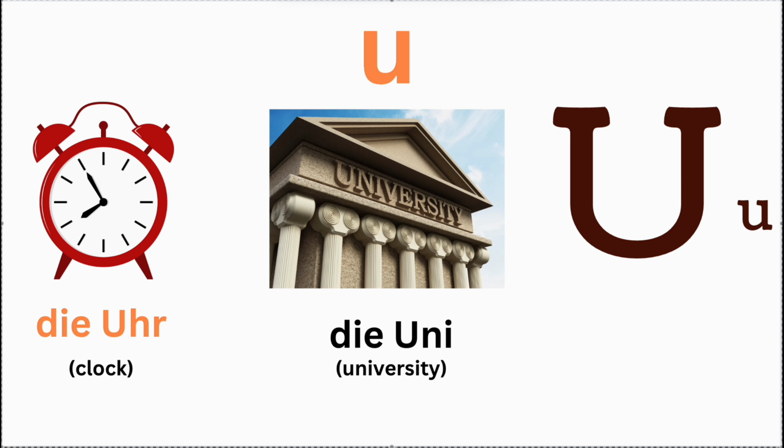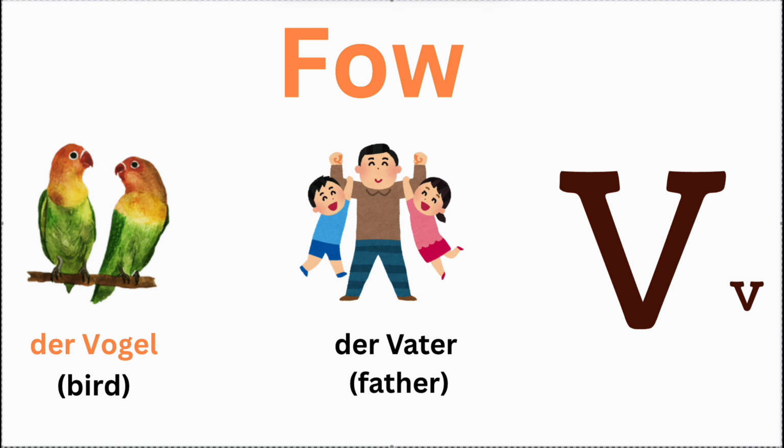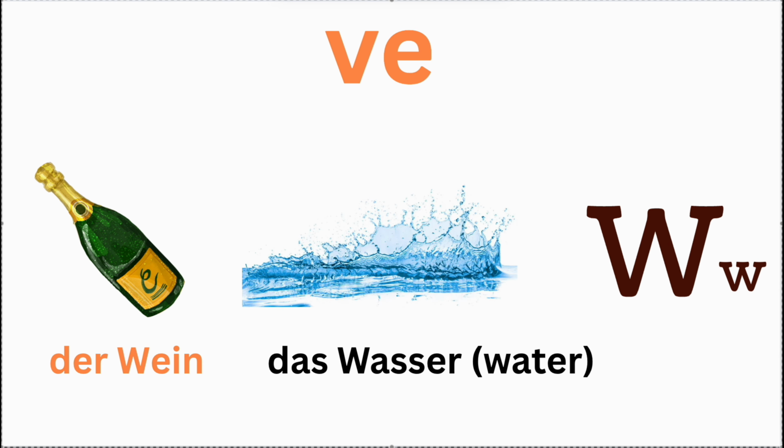U. Die Uhr means clock. Die Uni means university. V. For example, der Vogel means bird. Der Vater, father. W. Der Wein oder das Wasser.